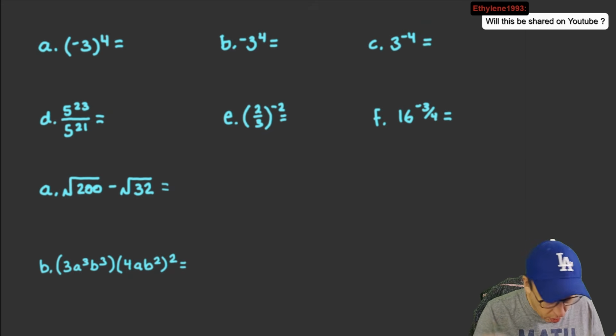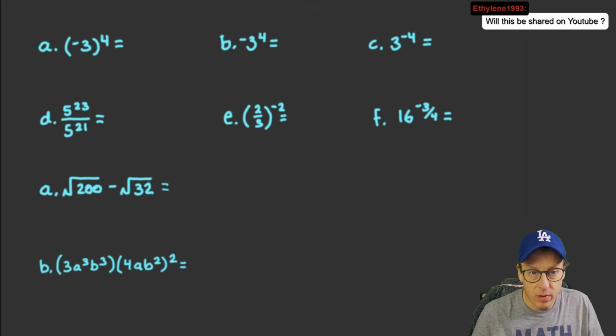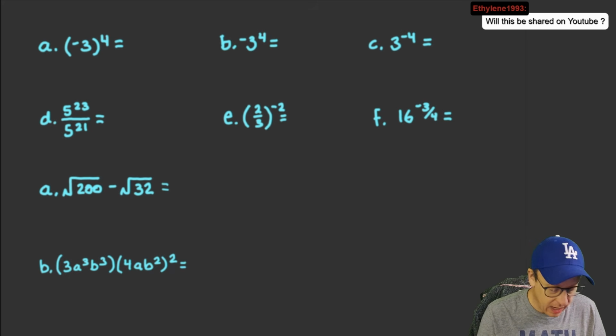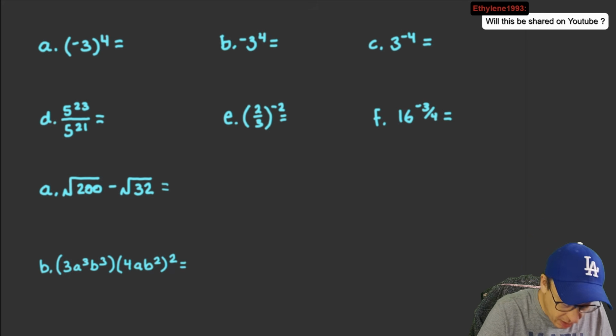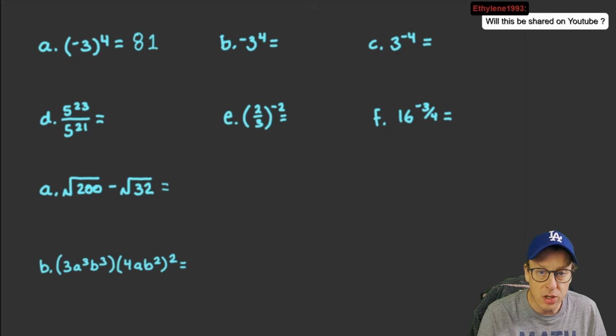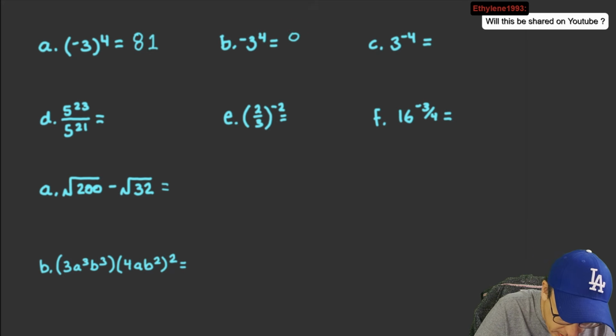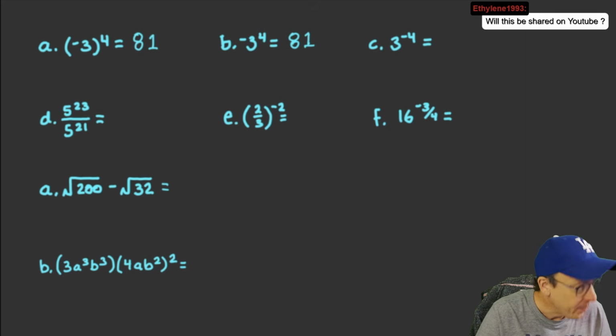All right, so these are all the problems. I just took them, threw them here, and I'm going to solve them live on the screen. Now, if you get -3 to the power of 4, this, of course, is 3 times 3 times 3 times 3, which is just going to be equal to 81. Like I said, start off simple. Now, the parentheses are not going to change the result of this answer, so of course, this is also going to be equal to 81.